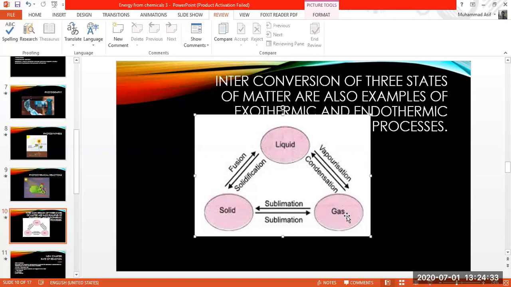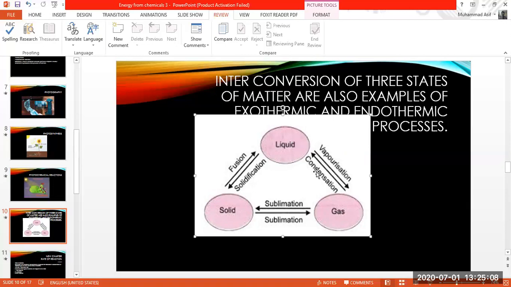Next, when gas changes into liquid, it means condensation. It means that we are decreasing the energy of gas particles. When energy is decreased or energy is taken out, meaning when an exothermic process takes place, then force of attraction between gas particles will be created, and then gas particles change into the liquid. This is an exothermic process, condensation.